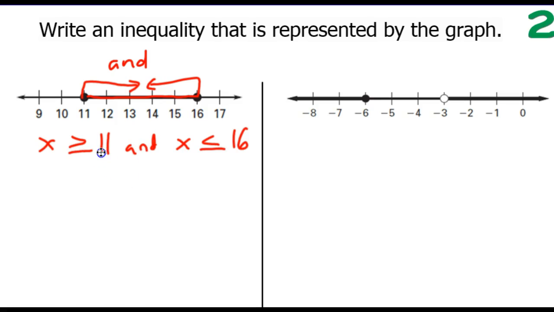So if we put these two together, we could write and in between these, or we could put our least one, which is 11, on the left side, flip our symbol, and we could include this one, but instead of the x, we just have to put the less than or equal to 16. So our solution here would be in between 11 and 16.